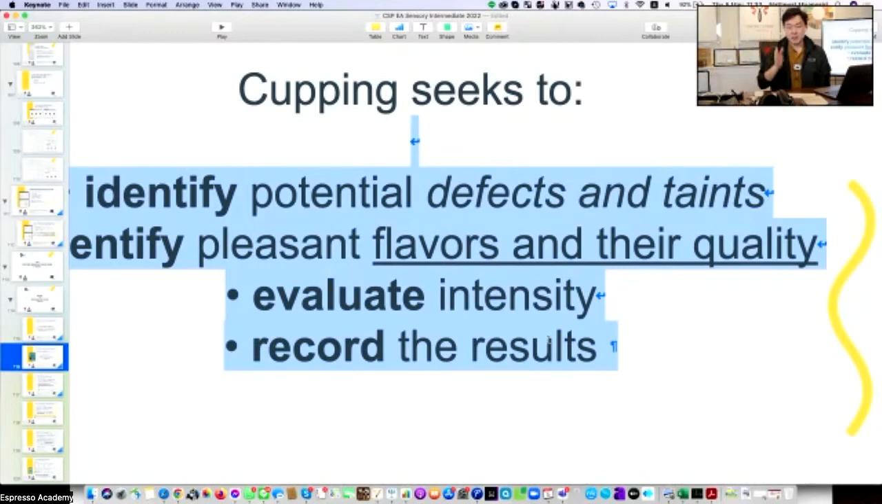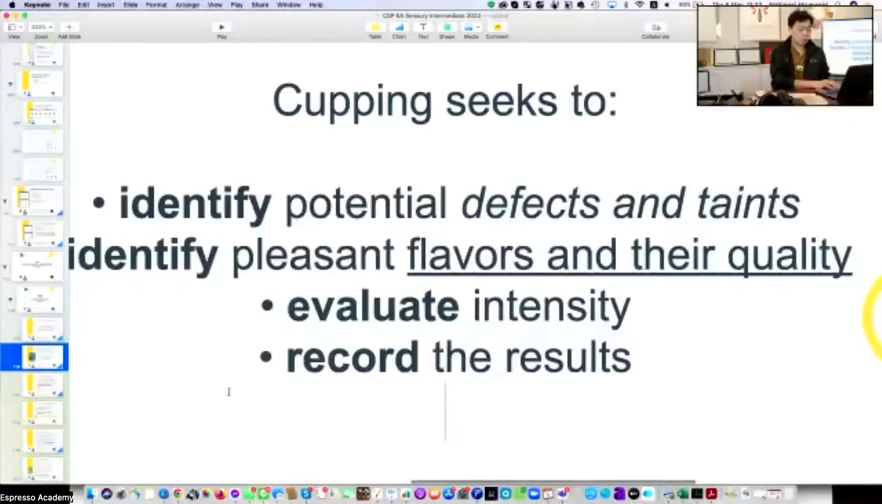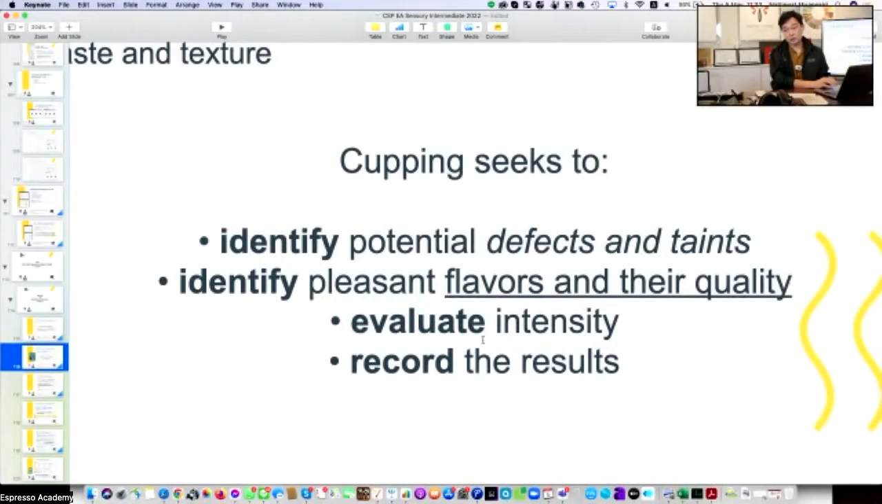And maybe the score is not good, but because we recorded it, okay, something wrong with the coffee, I found this defect, I found this taint. We record that result and send it back to the farmer. Or even for your own use, you need to record it. If you don't record it, I don't know what's wrong with the coffee again. I don't remember. We will forget very fast. So that is the purpose of cupping. What is good about it? What's bad about it? How to fix it.